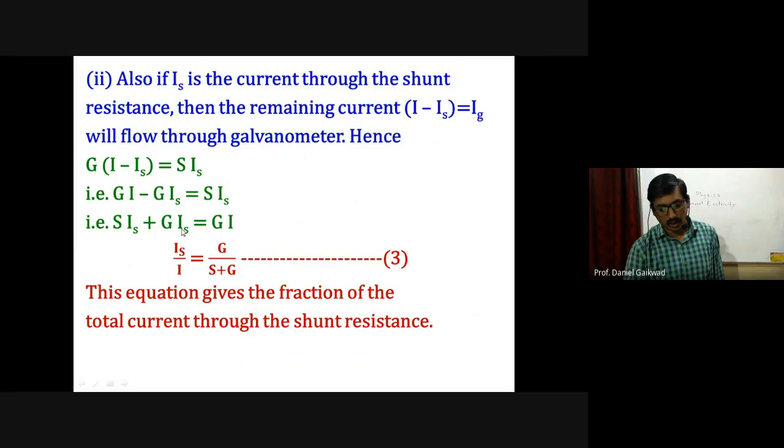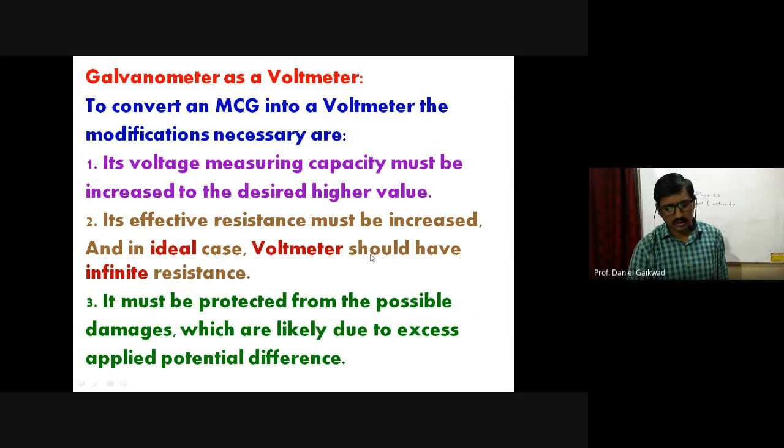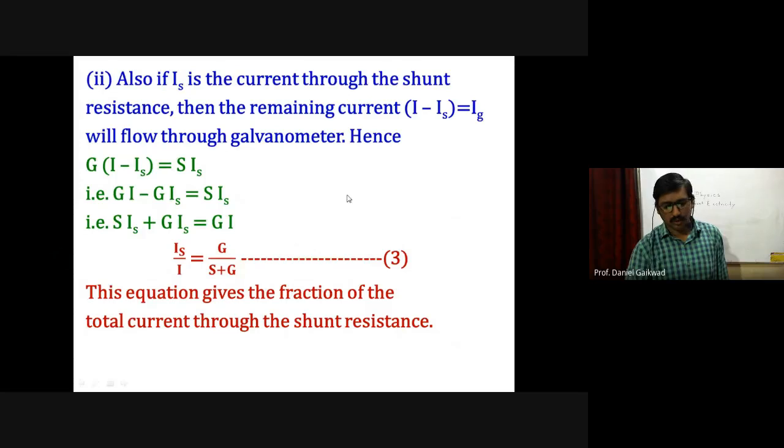So G into Is. So Is we can take out common. So Is divided by I is equal to G divided by S plus G, taken on the right hand side. So Is divided by I is equal to G divided by S plus G, as equation number 3 here. So this equation gives the fraction of total current through the shunt resistance. So this is the conversion of galvanometer into ammeter.